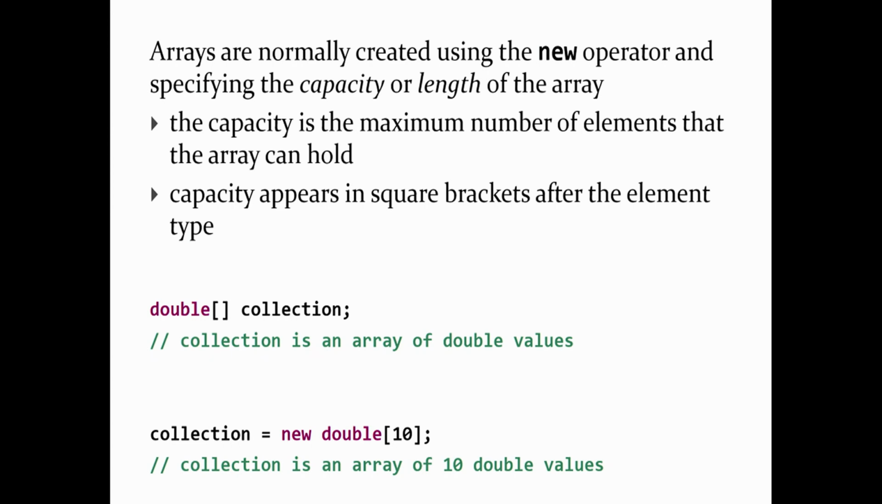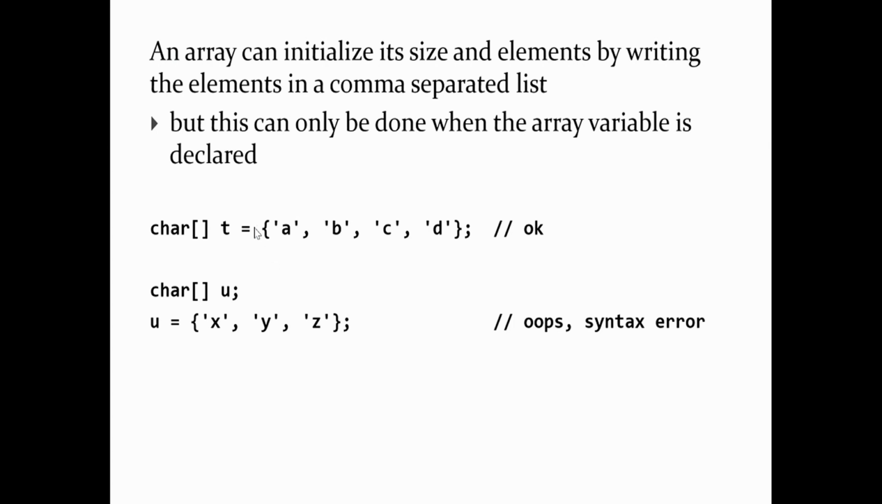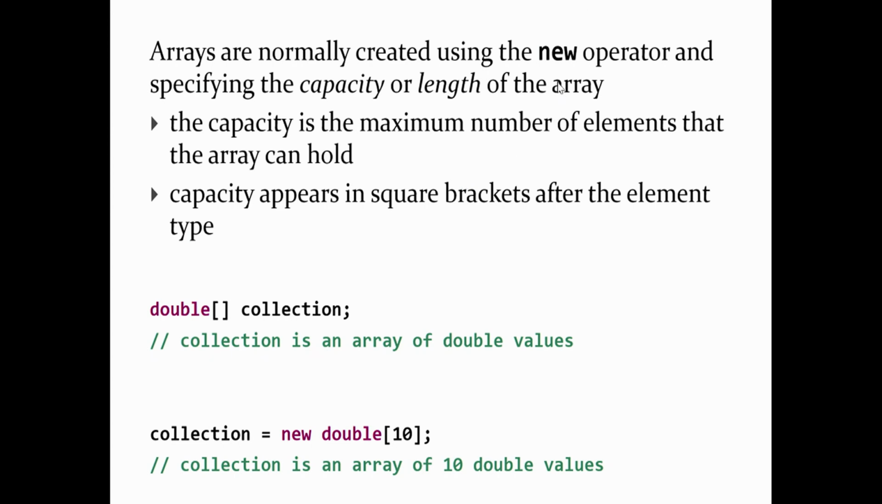Okay, so normally when you make an array, it's uncommon that you know the elements that you want to put in the array to begin with. So normally when you create an array, you use this operator called new in Java. And there is no corresponding operator in Python that does the same thing. The new operator lets you create an array, and you specify how big an array you want. That's the capacity or the length of the array. Those two terms are synonymous in Java.